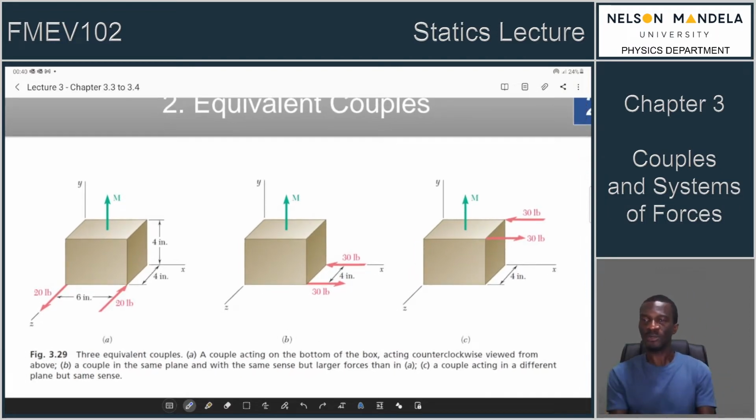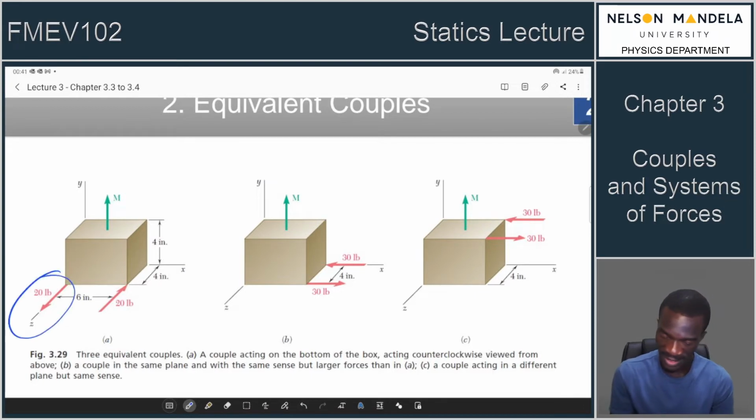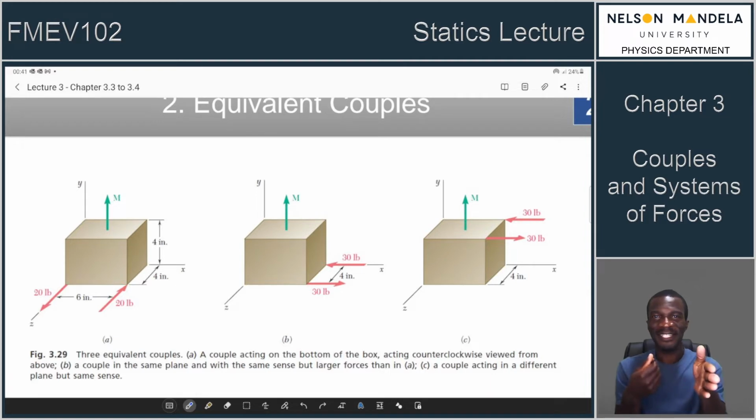So it simply tells you about three equivalent couples. If you look at this first figure, figure A has a force of 20 pounds in the k direction, another force of 20 pounds in the minus k direction. And these are separated by a 6-inch distance between them. By virtue of these forces being parallel but in different directions, they generate a couple. So they generate a turning effect. So there is some moment due to these forces.